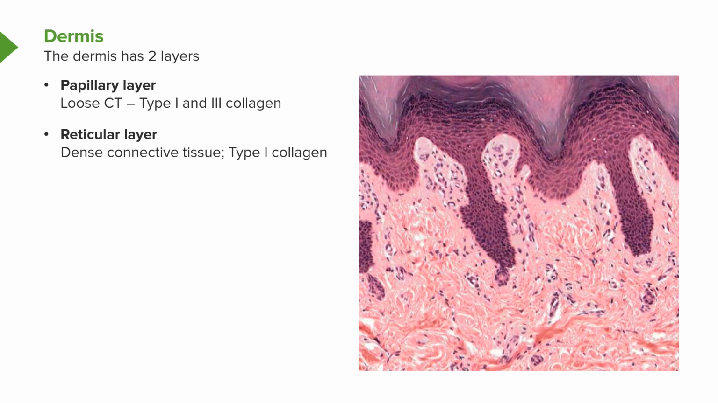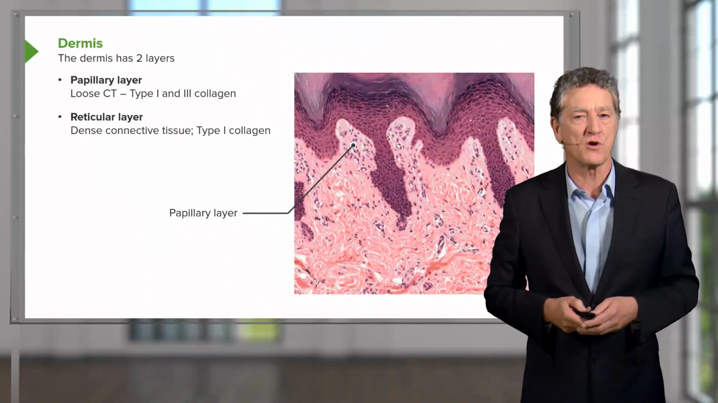The dermis has two layers, and they're best seen when we look at the dermis very close to the junction between the epidermis and the underlying dermis. It has a papillary layer, which is a very thin layer, just immediately adjacent to the epidermis. It's loose connective tissue, consisting of only type 1 and type 3 collagen, the lesser, stronger collagens in connective tissue.